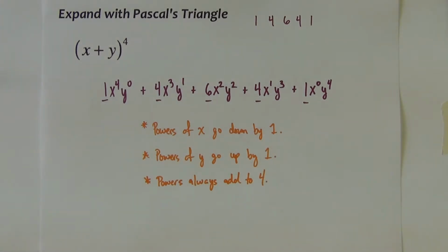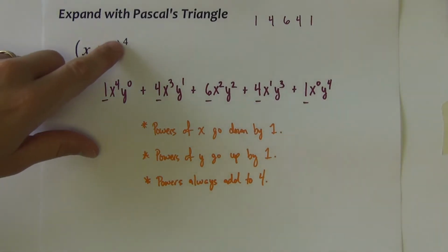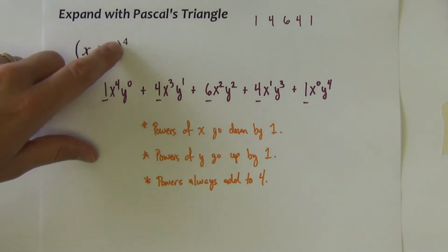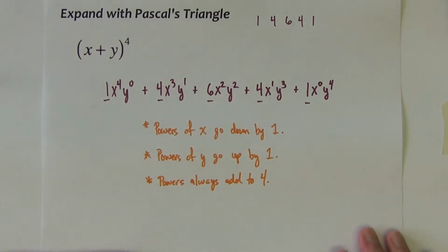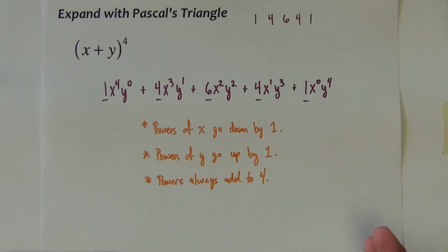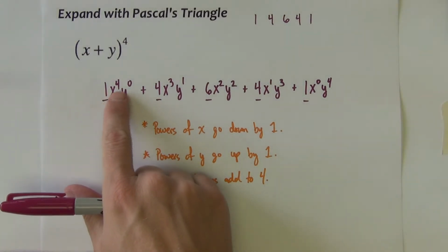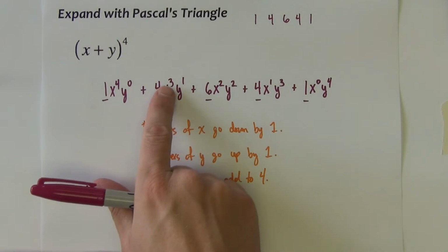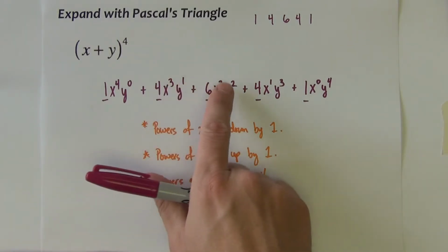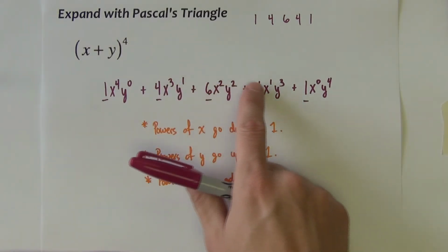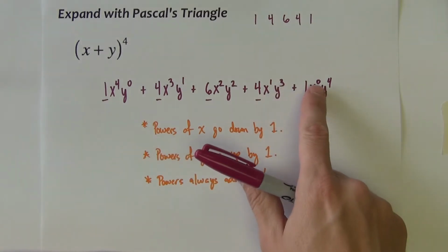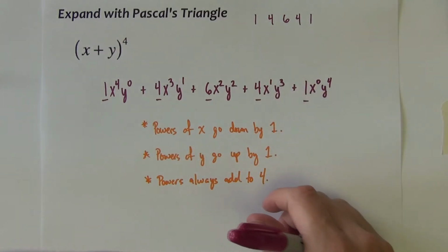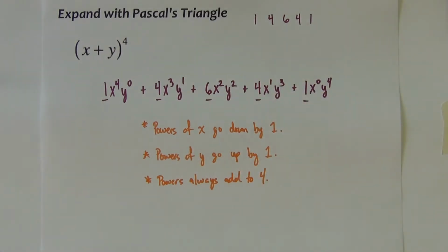Okay. Now the powers add to 4 because this is x plus y to the 4th. Whatever power is up here is what the powers of all the terms would add up to. In this case it just happens to be 4. But essentially we start with 4 and 0, and then the x goes down 1, y goes up 1. X goes down 1, y goes up 1. X is down 1, y is up. X is down, y is up. Just like that. Now I do simplify this from here.